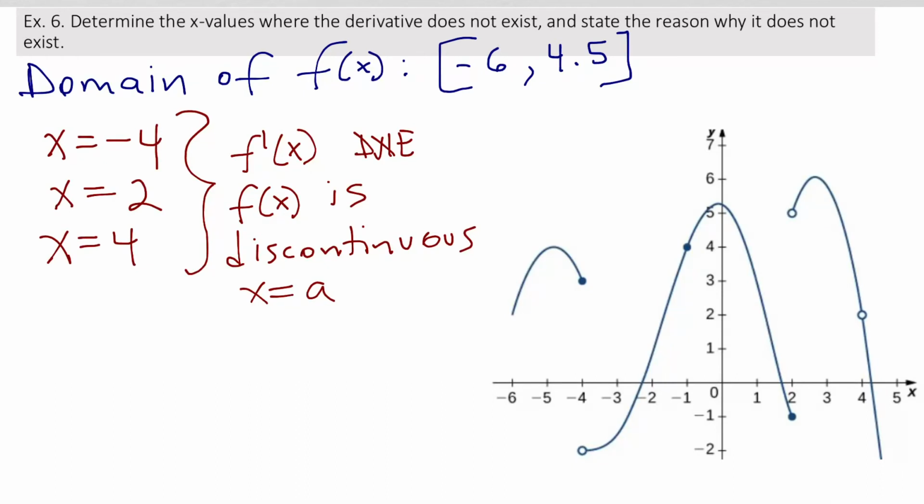So let's just say this particular function doesn't have all of the types of problems. It doesn't have the cusp. It doesn't have the vertical asymptote issue. So you could see other reasons why. This is just, in this example, there's just these 3 x values where the function happens to be discontinuous, and therefore the derivative doesn't exist.